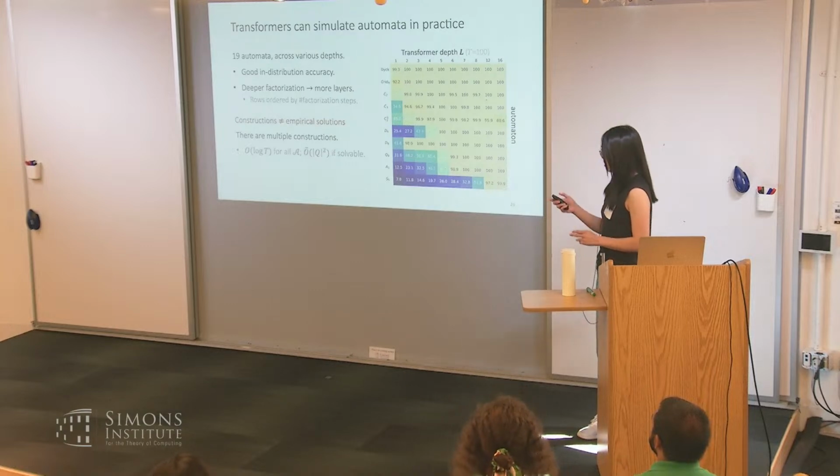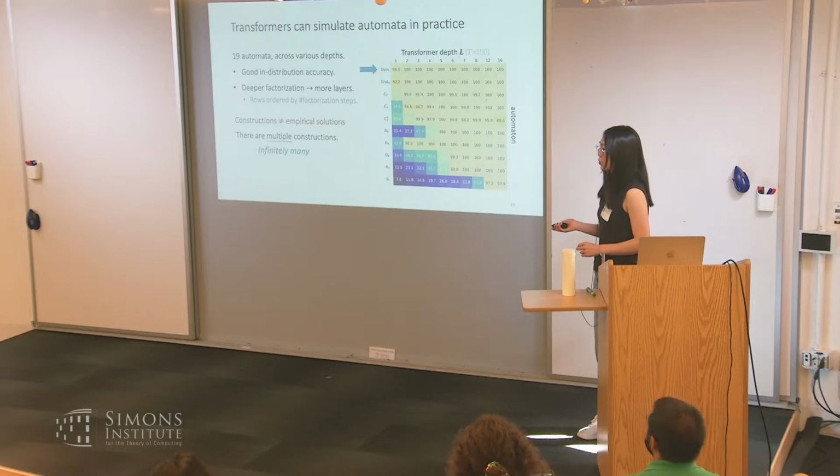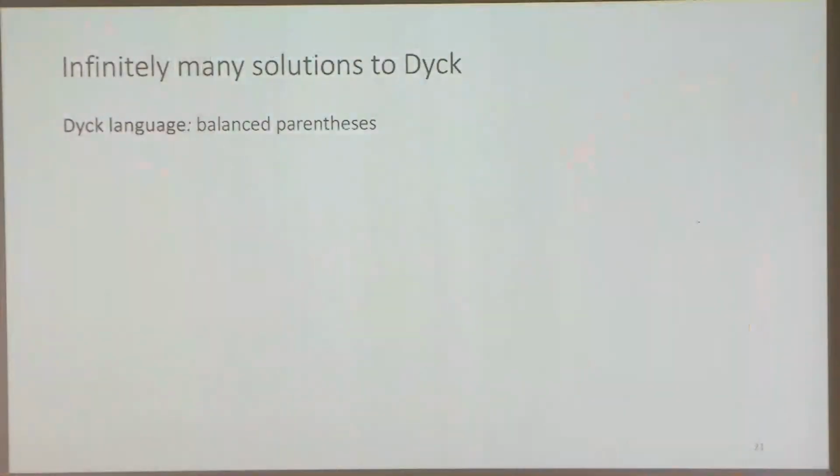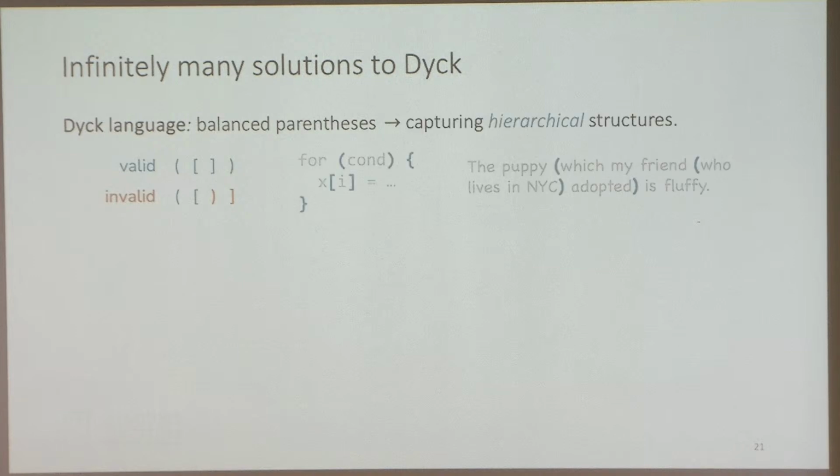Okay, so if not, I'll tell you about the infinitely many solutions for Dyck. So the Dyck language consists of sequences of balanced parentheses. For example, this is a valid Dyck sequence, but this one is not, because the two closing brackets are swapped. We care about Dyck because they represent the hierarchical structure that naturally occur in both programming and natural languages. We know that Dyck can be processed by a stack, where we can push to the stack all the open brackets and pop them out when we see a corresponding closing one.